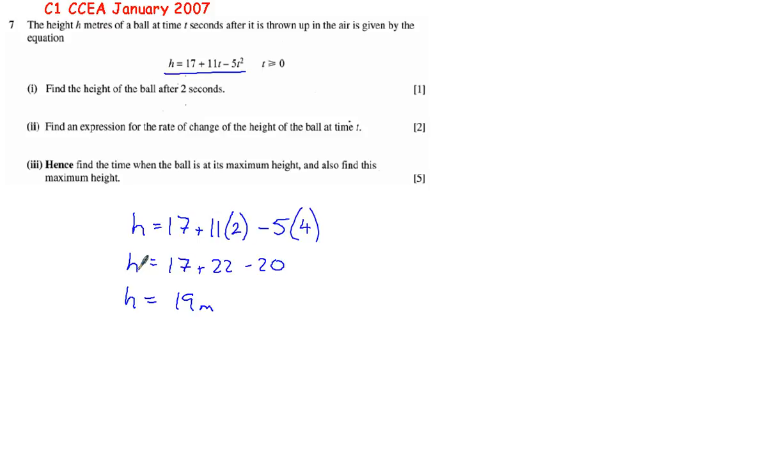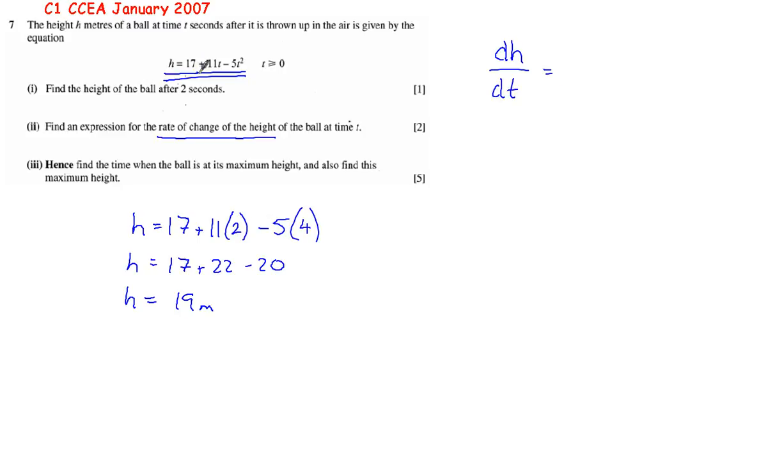Part 2, an expression for the rate of change of the height. Now, the rate of change of something is what we get when we differentiate your value with respect to time. It's how it changes over time. So we want to differentiate height with respect to time. It's the rate of change of height. In other words, dh by dt.